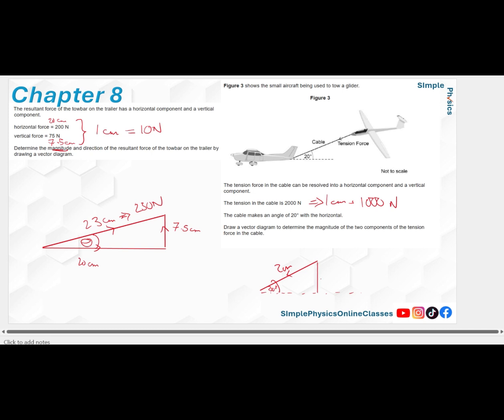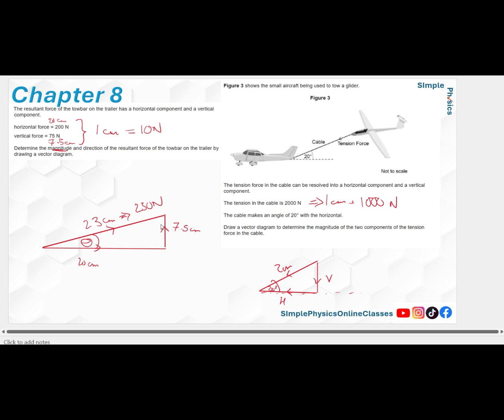Okay, so I'll call this vertical. And then this will be your horizontal. Is that going to straighten up? No. So let's try that again. This will be your horizontal. Make sure they all join up. Okay. So that's the horizontal. And then work out what they are in centimeters and use your scale to work out what they are in newtons. Okay. So let's have a look at how they can make it harder.